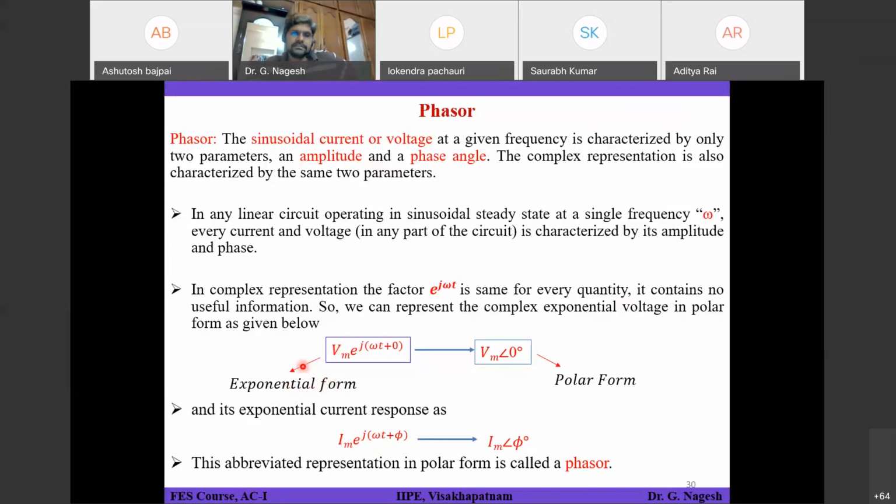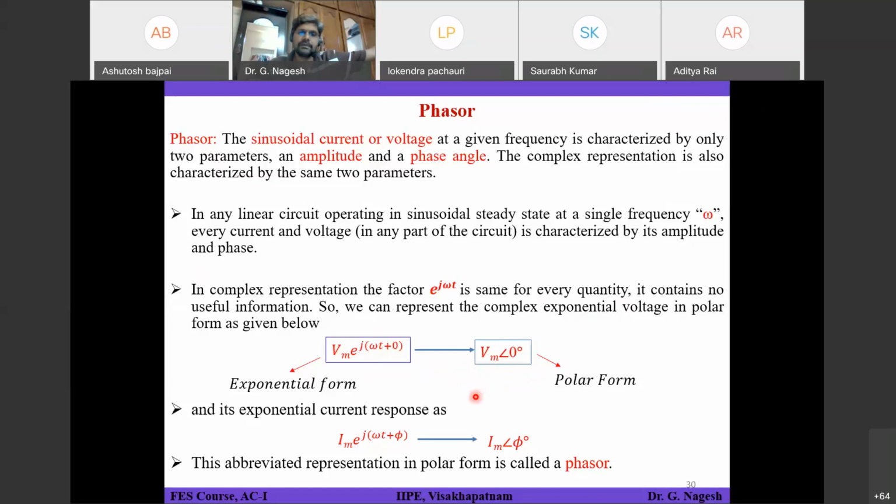So if you see, this is the exponential form of your complex voltage, Vm e power j into omega t plus theta. This omega will remain the same for the entire circuit, so there is no need to write e power j omega t again and again. So I will convert this exponential form into a polar form, Vm at an angle of theta. Theta is equal to 0 here, so that's why I kept 0 here. That means the two important parameters are voltage and phase angle. That information I want to keep in whatever format I use for my solution.